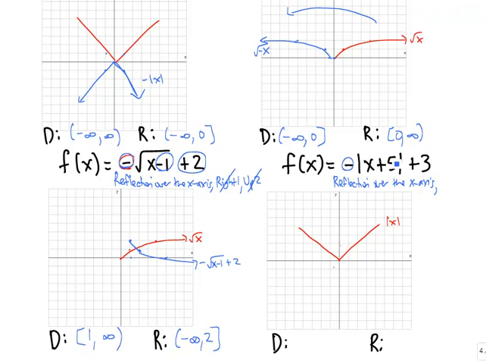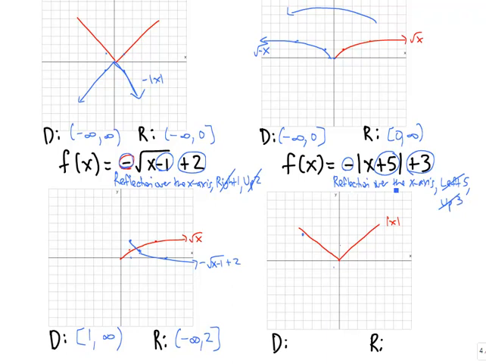We also have a couple other shifts. The plus 5 is on the inside, so a plus 5 actually means we go left 5. And then a plus 3 on the end means we're going to go up 3. So start with that vertex. A reflection is not going to change the origin. It's not going to move that point at all. So we don't need to move because of the reflection, but we do need to move left 5 and up 3. So the new vertex is at -5, 3. So that takes care of the shifting left and right and up and down.